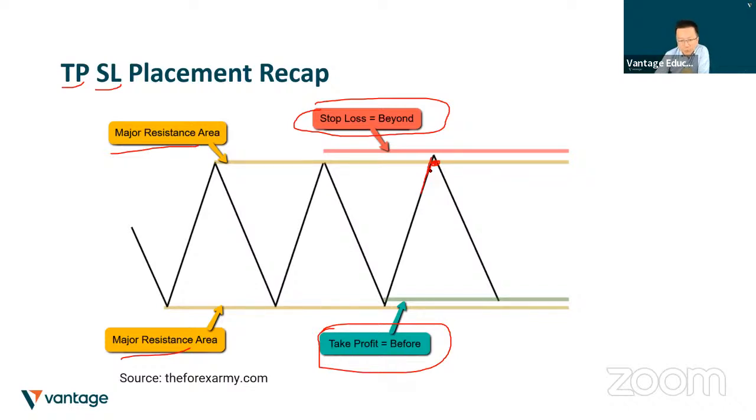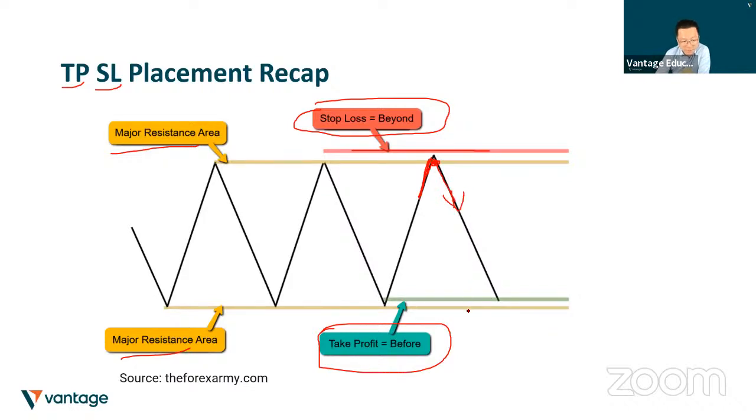You don't expect the floor to break. You don't expect the ceiling to break. So you don't expect your resistance or support levels to break, so it provides a bit of protection to your stop loss. So we usually place it just slightly above that resistance level, so that price could come up, hit that level, and turn down, protecting your stop loss.